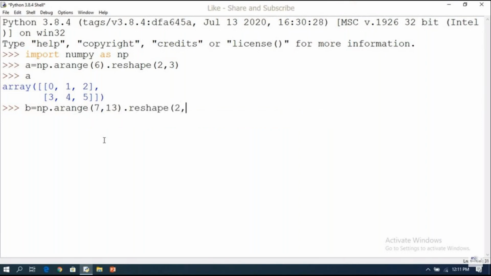I am showing this because we can also use the existing functions in order to create an array, like arange, frombuffer, fromfunction. We have gone through all these functions, so we can use them to create an array. So I have created an array. B has the elements 7, 8, 9, 10, 11, and 12.